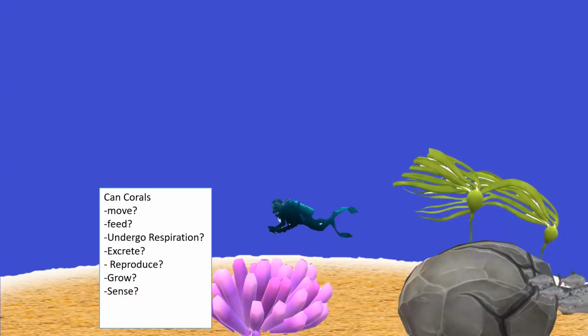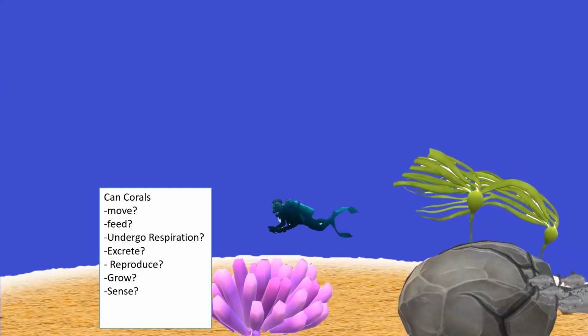Okay, do they feed? Yes, they do feed. For instance, the zooxanthellae, the algae part of the corals, undergo photosynthesis to produce their own food, and the coral uses this food to survive. Okay, they do undergo respiration, they do excrete, and they do reproduce, they grow. Corals grow every year, though slowly, but they do grow. And they do sense the environment.